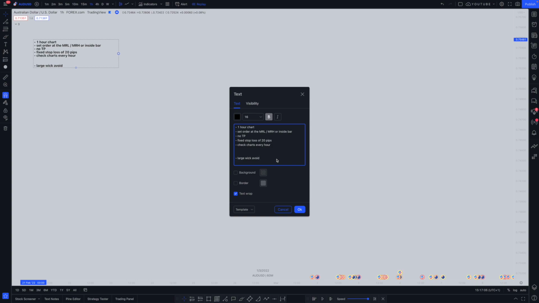And another thing is, if it pulls back and breaks, the trade is invalid.